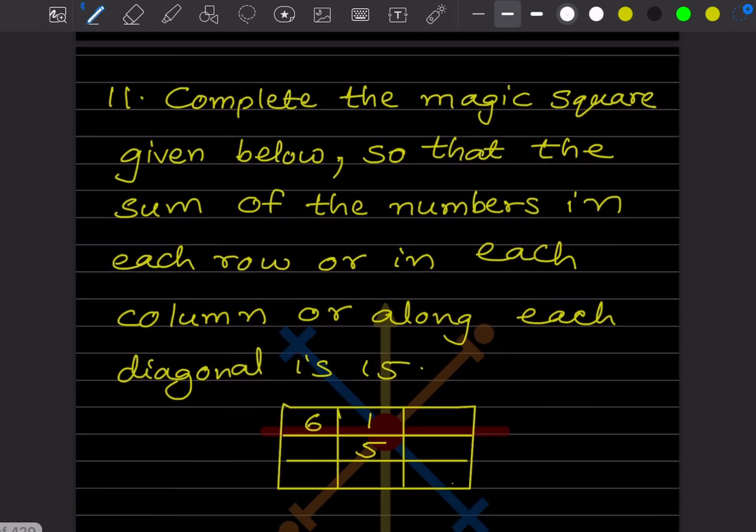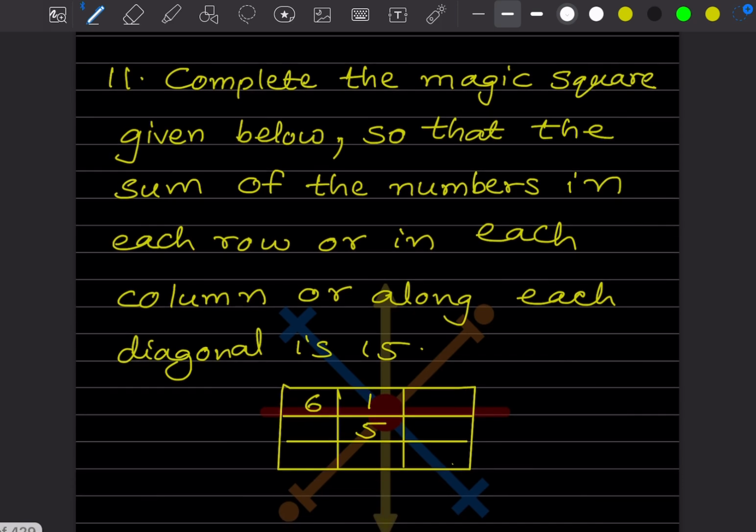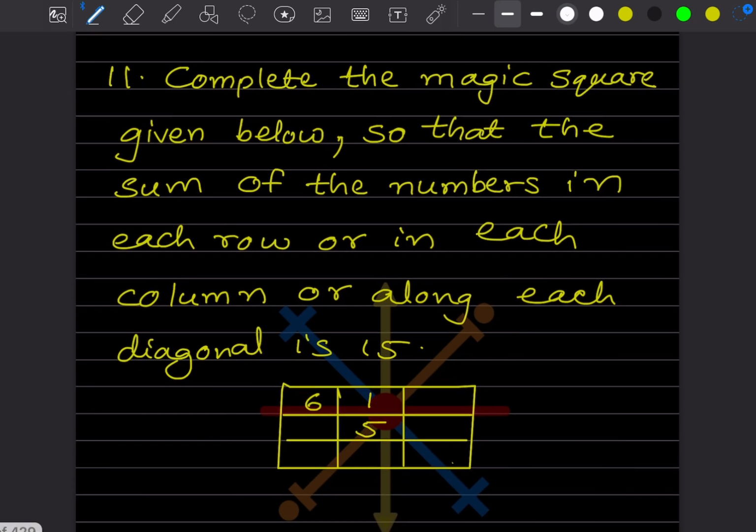Now complete the magic square given below so that the sum of the numbers in each row, each column, or along each diagonal is the same. So which are the diagonals? We can say this. So they are all 15. So now what we have to do? Now we know here, if we take this part, so we can make it to 15 here. So this is 11 and here you need 4.